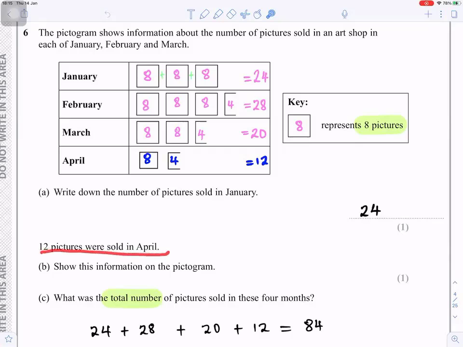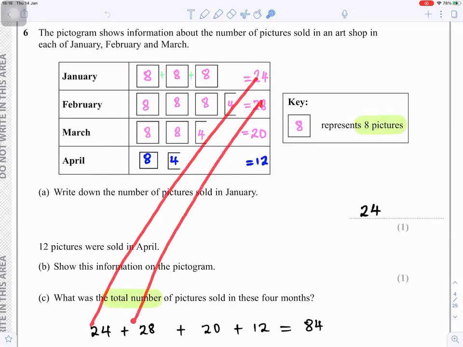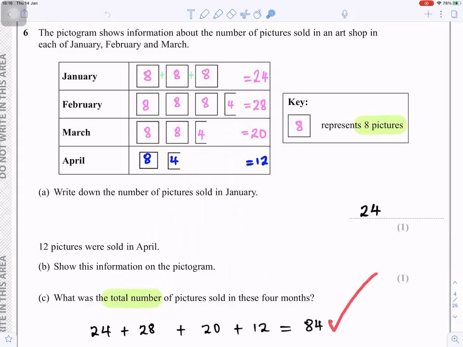12 pictures were sold in April. Show this information on the pictogram. In April, there were 12 pictures. So you have 8 for one square box and half of a box. 8 plus 4 is 12. Part C. What was the total number of pictures sold in these 4 months? You add all of them for January, February, March, April. So you add 24 plus 28 plus 20 plus 12, and that gives you 84.